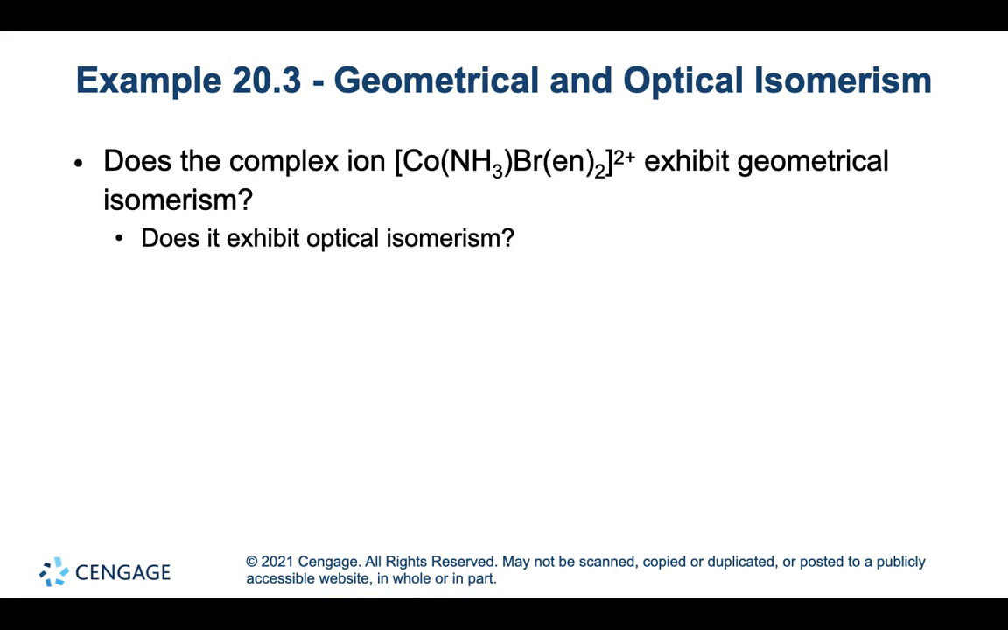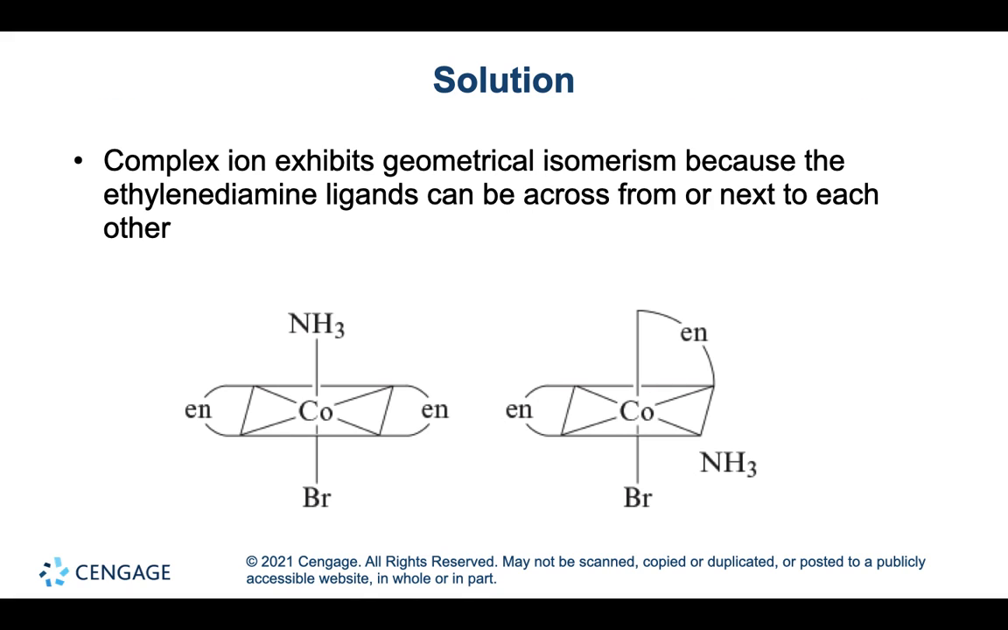So let's take a look. If we had cobalt and we had one ammonia, one bromine, and two ethylenediamines, and they form a +2 complex ion, would we see some geometrical isomerism? And if so, would it have optical isomerism? So if we look at how we can arrange them, we could put the bromine and the ammonia, with the two ethylenediamines, which are bidentate, across from each other in a trans arrangement, or we could put them next to each other in a cis arrangement. So we would have cis or trans.